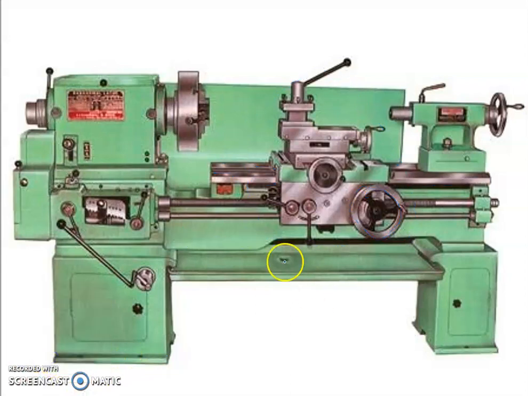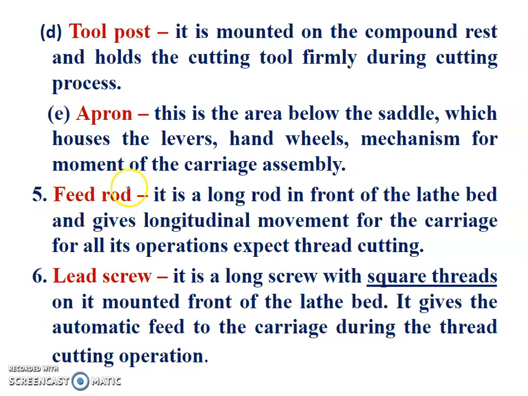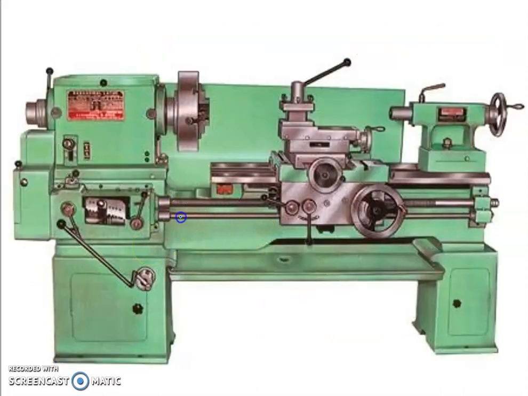So next we'll move to the next part of the lathe. The next part of the lathe is the feed rod. Feed rod is a long rod in front of the lathe bed and gives longitudinal movement for the carriage for all its operations except thread cutting. So this is the definition for the feed rod. We can see in the photo where the feed rod is. There is a rod we can see here. This rod which is passing from this end to this end is called the feed rod.